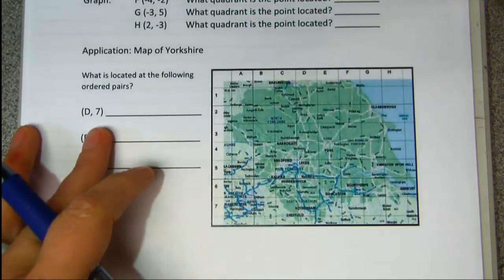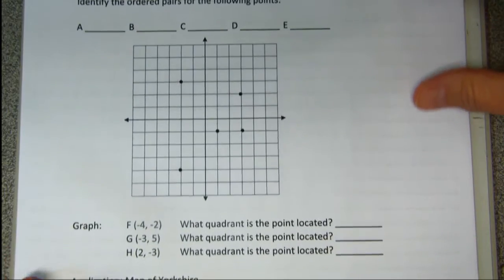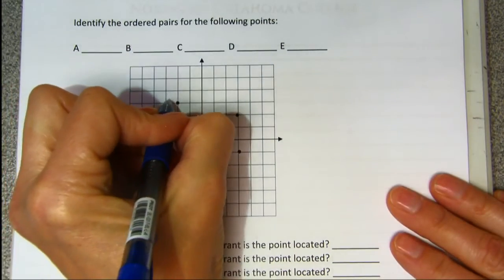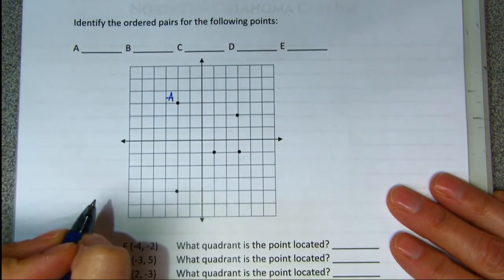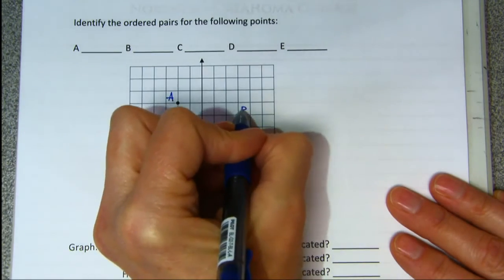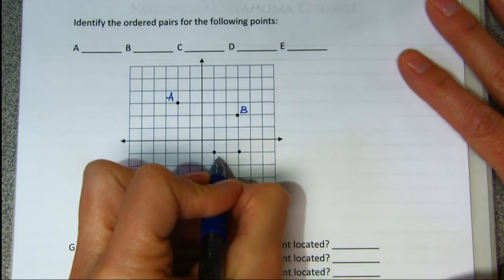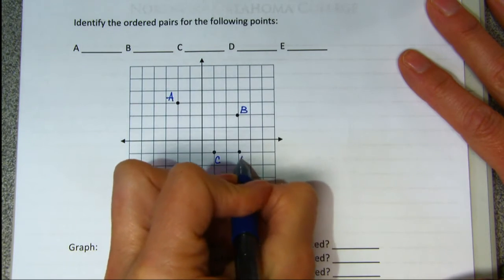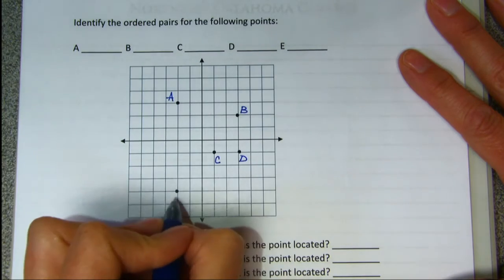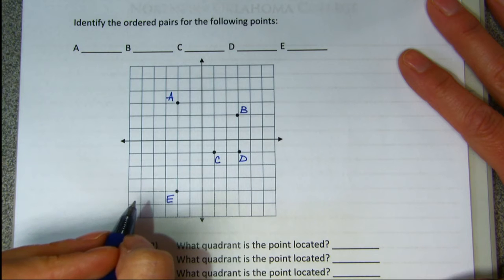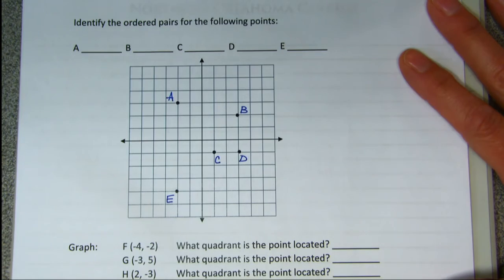Now, the second one is, you're going to be given the points and you have to tell me the ordered pair. So I'm going to make this one point A, this one point B, this is point C, D, E. I'll add those in a minute.